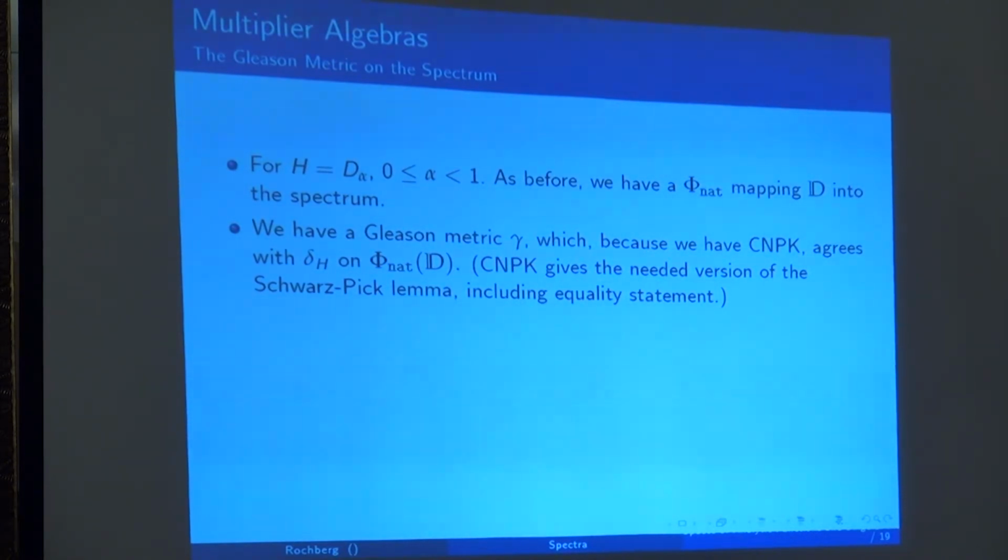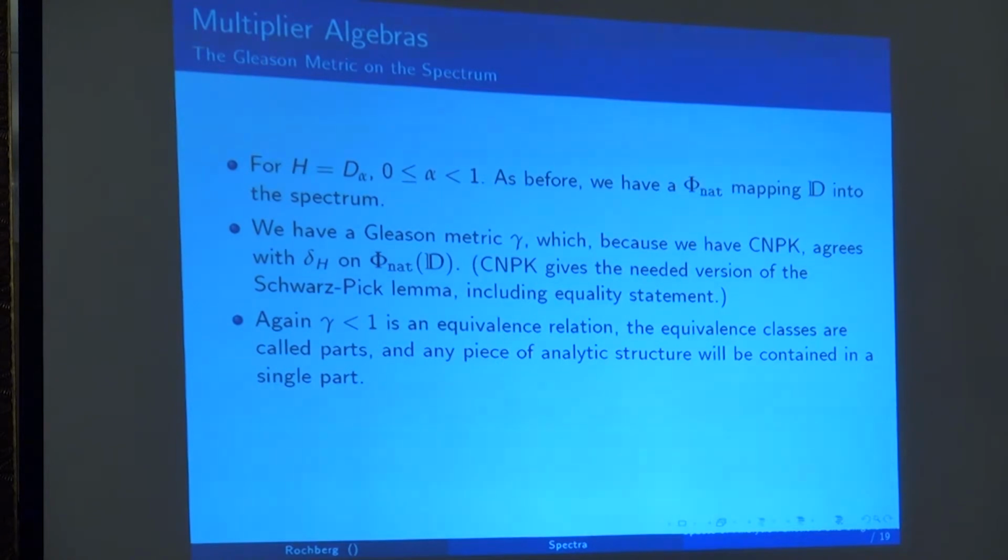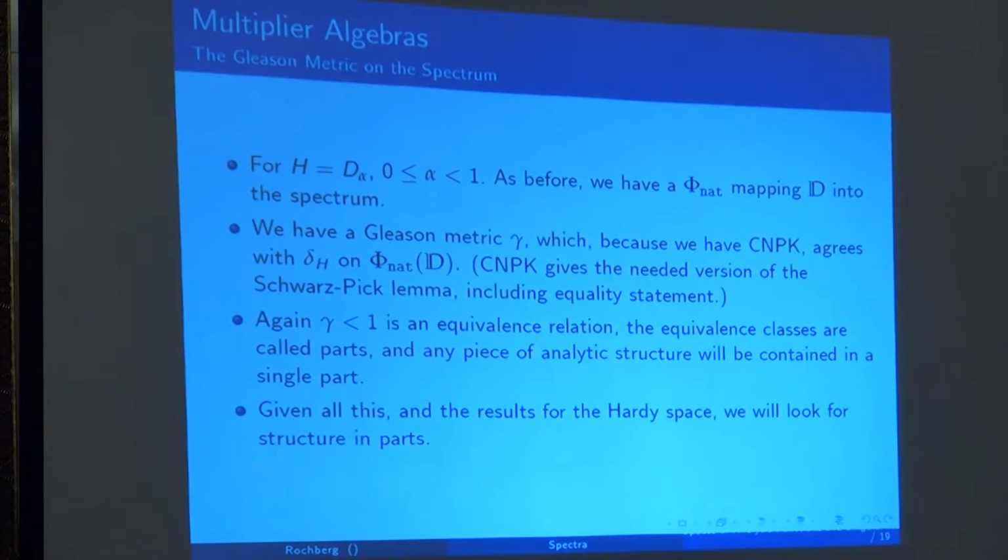And that's again because the complete Nevanlinna-Pick kernel gives an equality version of the Schwarz-Pick lemma. Again, gamma less than 1 is an equivalence relation. That's a general statement. And again, the equivalence classes are called parts. And again, any piece of analytic structure will be contained in a single part. So we're trying to close in on these pieces of analytic structure. So what we want to do is look at the Hardy space as a model and see what we can see.